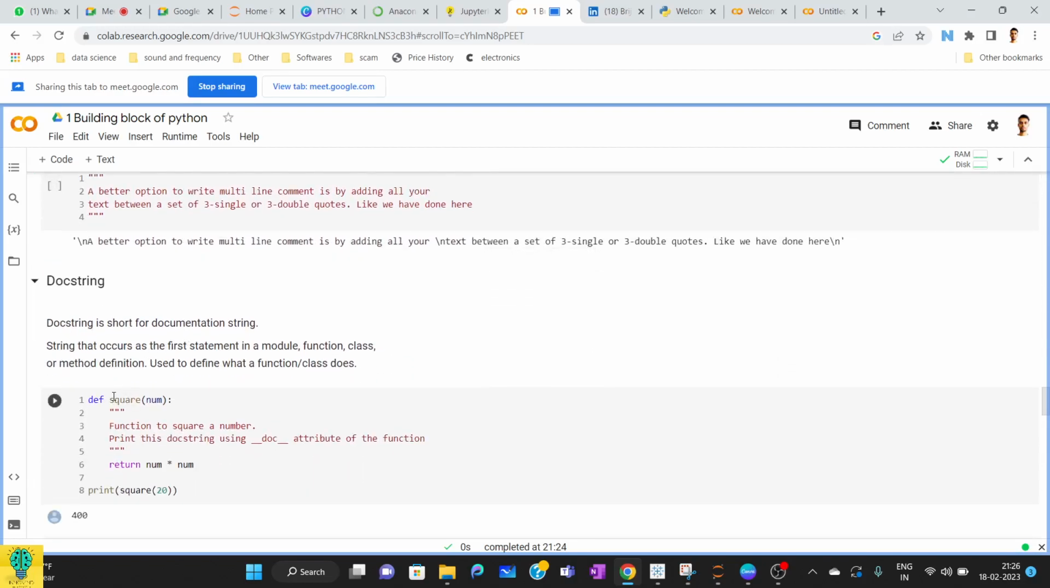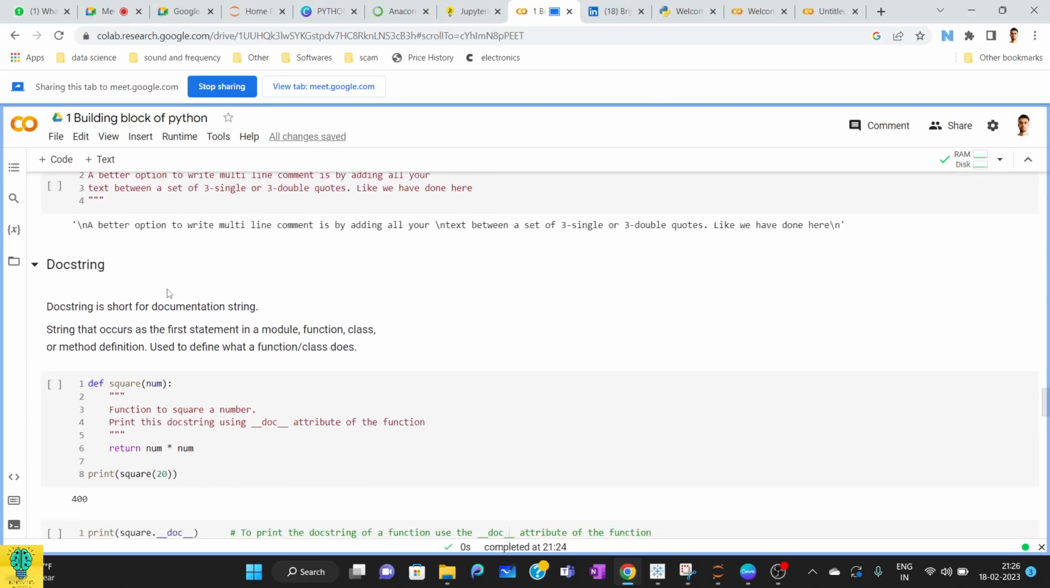Okay, so coming to the next part, where these things are used: somewhere like when I have made a function. Okay, what is a function? Let's understand those things first.